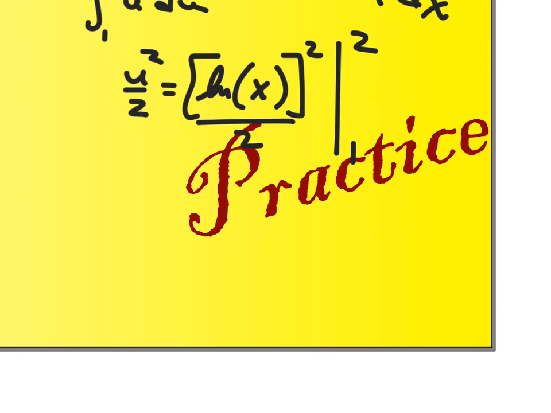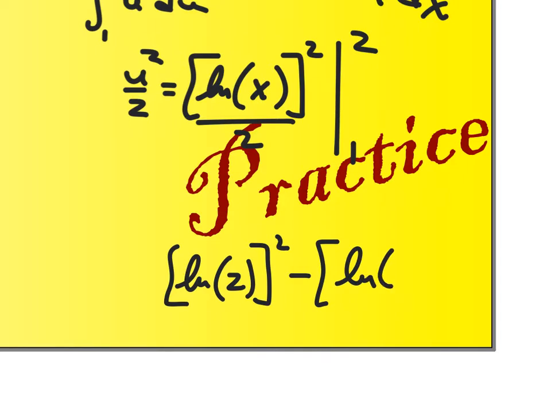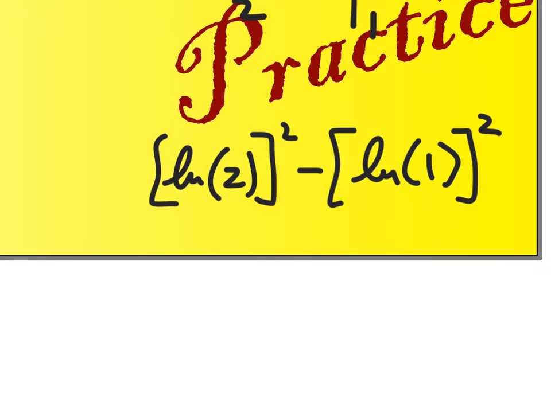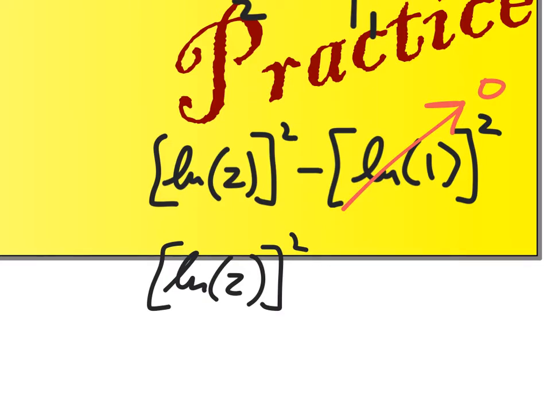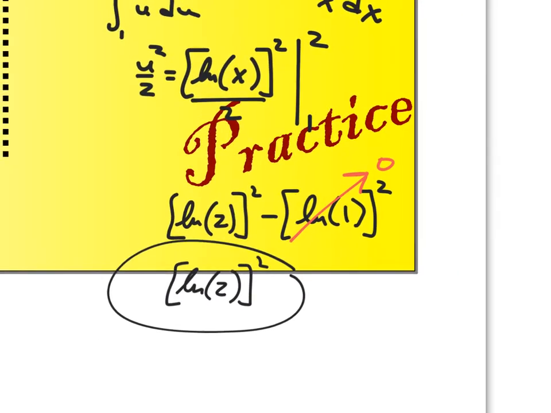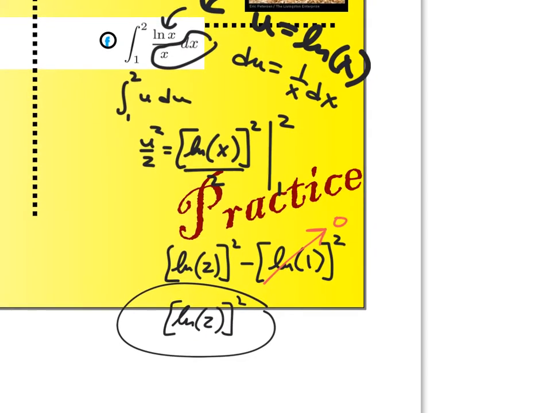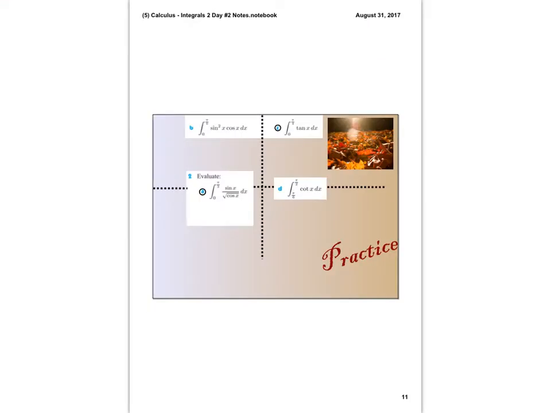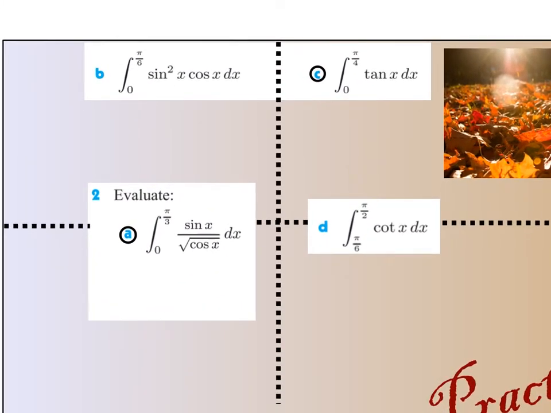Alright, so if I evaluate, I would get the natural log of 2 squared minus the natural log of 1 squared. The natural log of 2 squared is going to be the natural log of 2 squared. And this is going to be 0. Therefore, this would be the evaluated integral from 1 to 2 of natural log of x over x dx. Let's try a couple more. Let's see which ones look the ugliest.